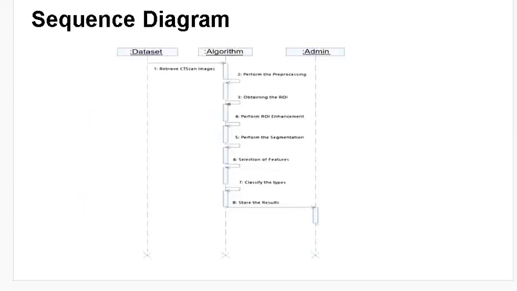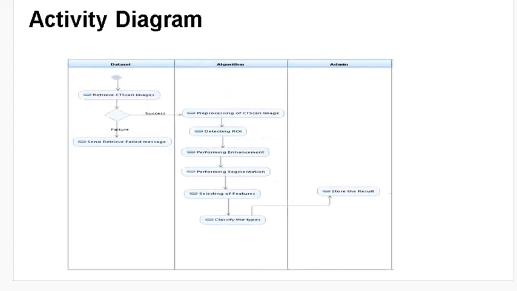And the third one is the sequence diagram. In this sequence diagram we have dataset, algorithm, admin. The dataset retrieves the CT scan images, performs the pre-processing, obtains the ROI, performs ROI enhancement, performs the segmentation, selects the features, classifies the types, and stores the result. The fourth one is the activity diagram. In this we have dataset, algorithm and admin.